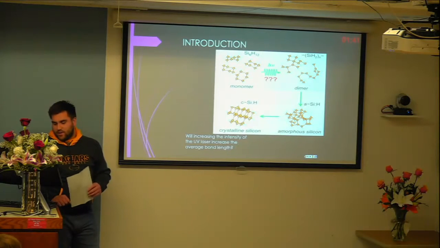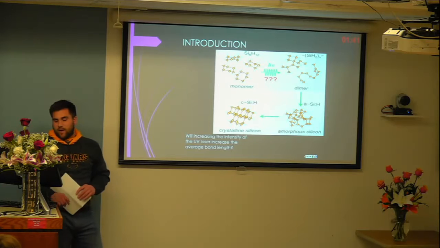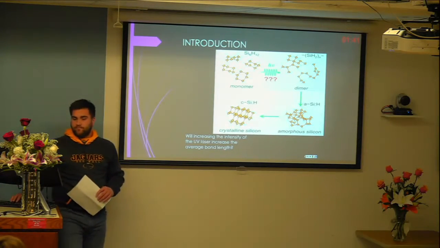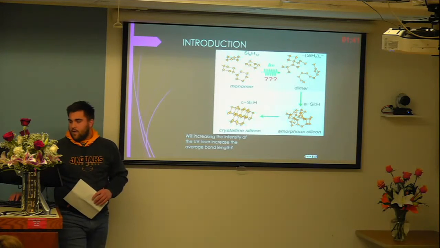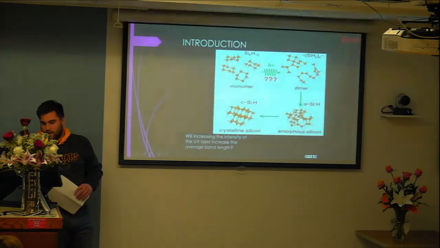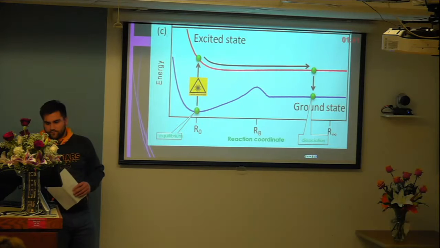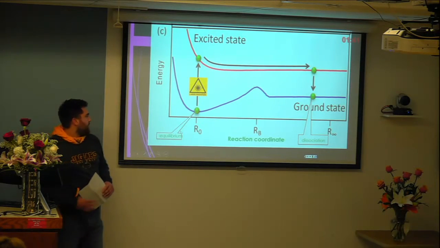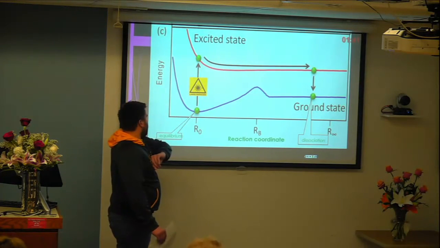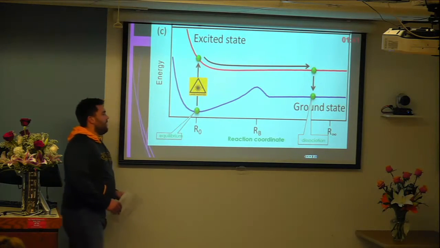So my question that I started with was: does increasing the intensity of the UV laser increase the average bond length, therefore assuming that it does undergo the ring opening property? All right. First here, you can see this is our ground state going on, and then we want it to jump to the excited state through the radiation of the laser.